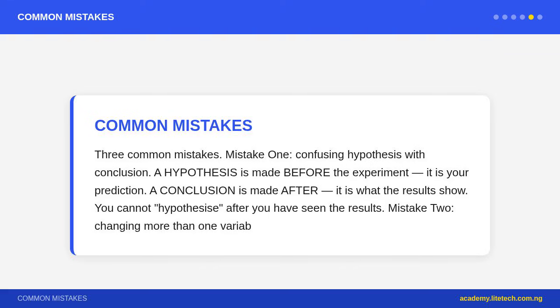Three common mistakes. Mistake 1. Confusing hypothesis with conclusion. A hypothesis is made before the experiment, it is your prediction. A conclusion is made after, it is what the results show. You cannot hypothesize after you have seen the results. Mistake 2. Changing more than one variable. If you want to test whether temperature affects reaction speed, you must keep everything else the same. Changing 2 things at once makes it impossible to know which one caused the result.